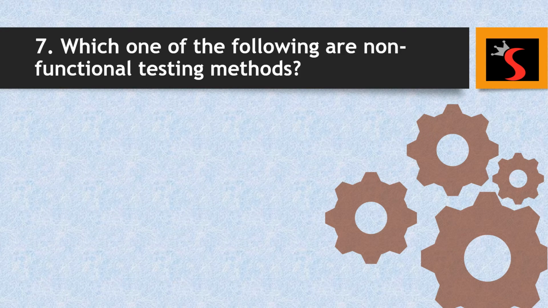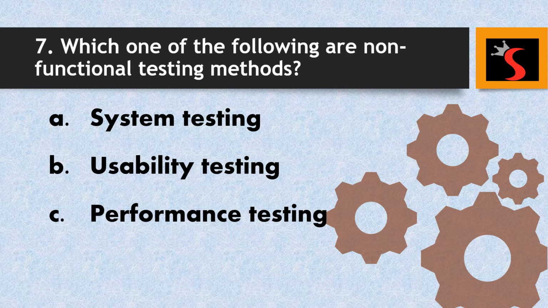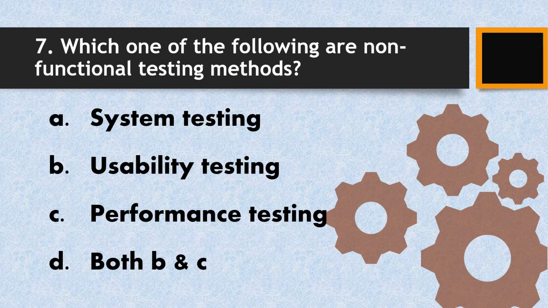Which of the following are non-functional testing methods? A. System testing, B. Usability testing, C. Performance testing, or D. Both B and C. And the right answer is option D.